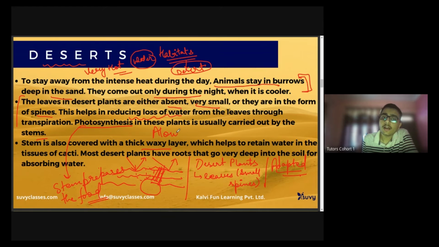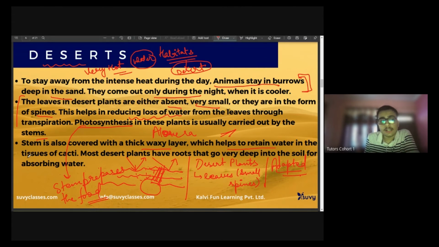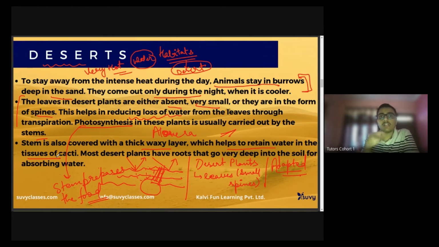Aloe vera. I'm not sure whether I'm writing the correct spelling. Aloe vera has very thick stems, which have a very thick cuticle. We use aloe vera gel, which is very healthy for us. But it has a thick waxy layer. This waxy layer helps to retain water in the tissues of the plant. Cactus also has a very thick stem. When we cut a cactus, it also has a thick cuticle, a thick waxy layer. This helps in the retaining of water inside the plant.